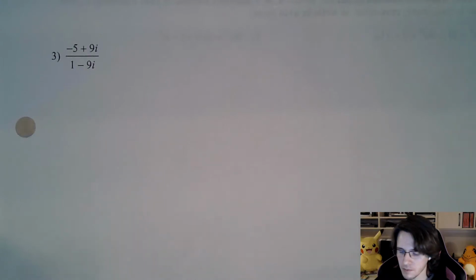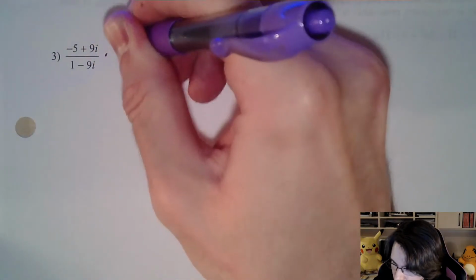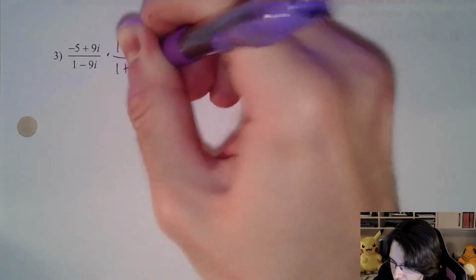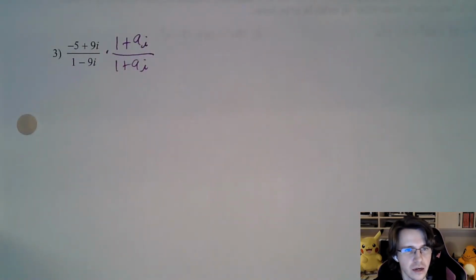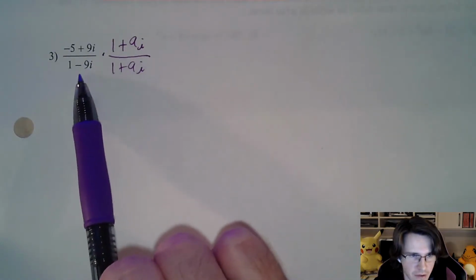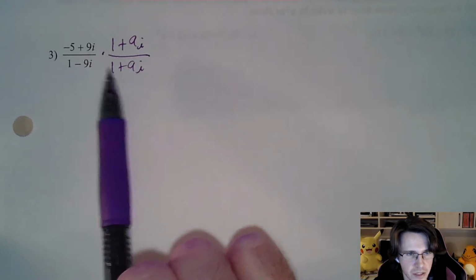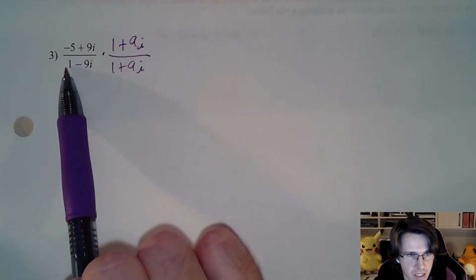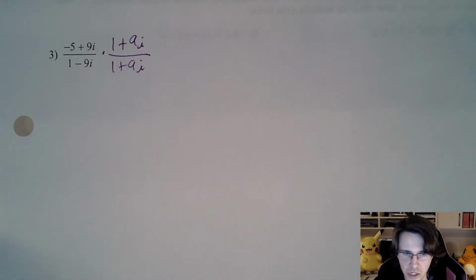Problem number 3. So in number 3, anytime you have a fraction with an I on it, you're going to need to multiply by the conjugate. That is to say, we have 1 plus 9i divided by 1 plus 9i, and it's the bottom, same exact thing with the opposite sign. So if this is a negative, it becomes a positive. If it was a positive, it becomes a negative. The number in front stays the same. It's the second number that's changing.